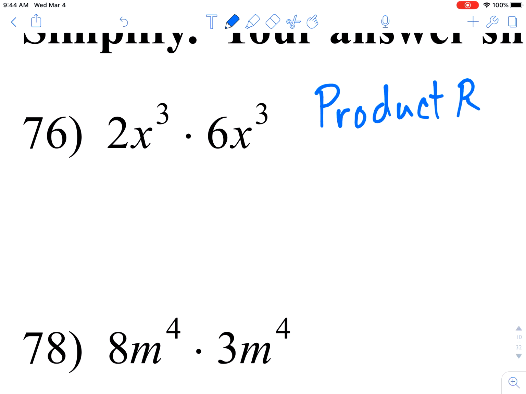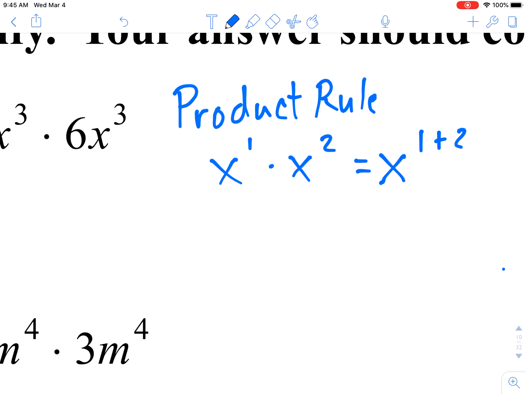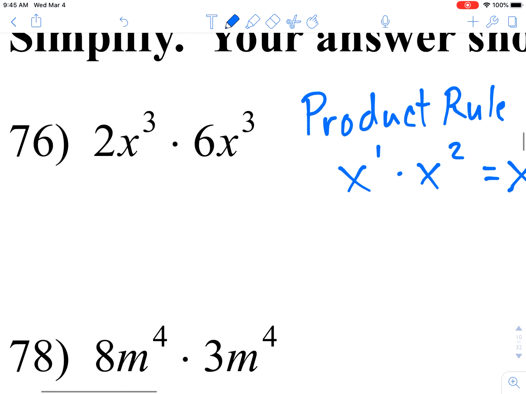And what happens is, if you multiply two things that are the same, for example, x to the first times x to the second, all you do is you keep the variable the same and you add the exponents. So 1 plus 2 makes this x to the third. So that's called the product rule. Well, let's take a look at our regular problem.